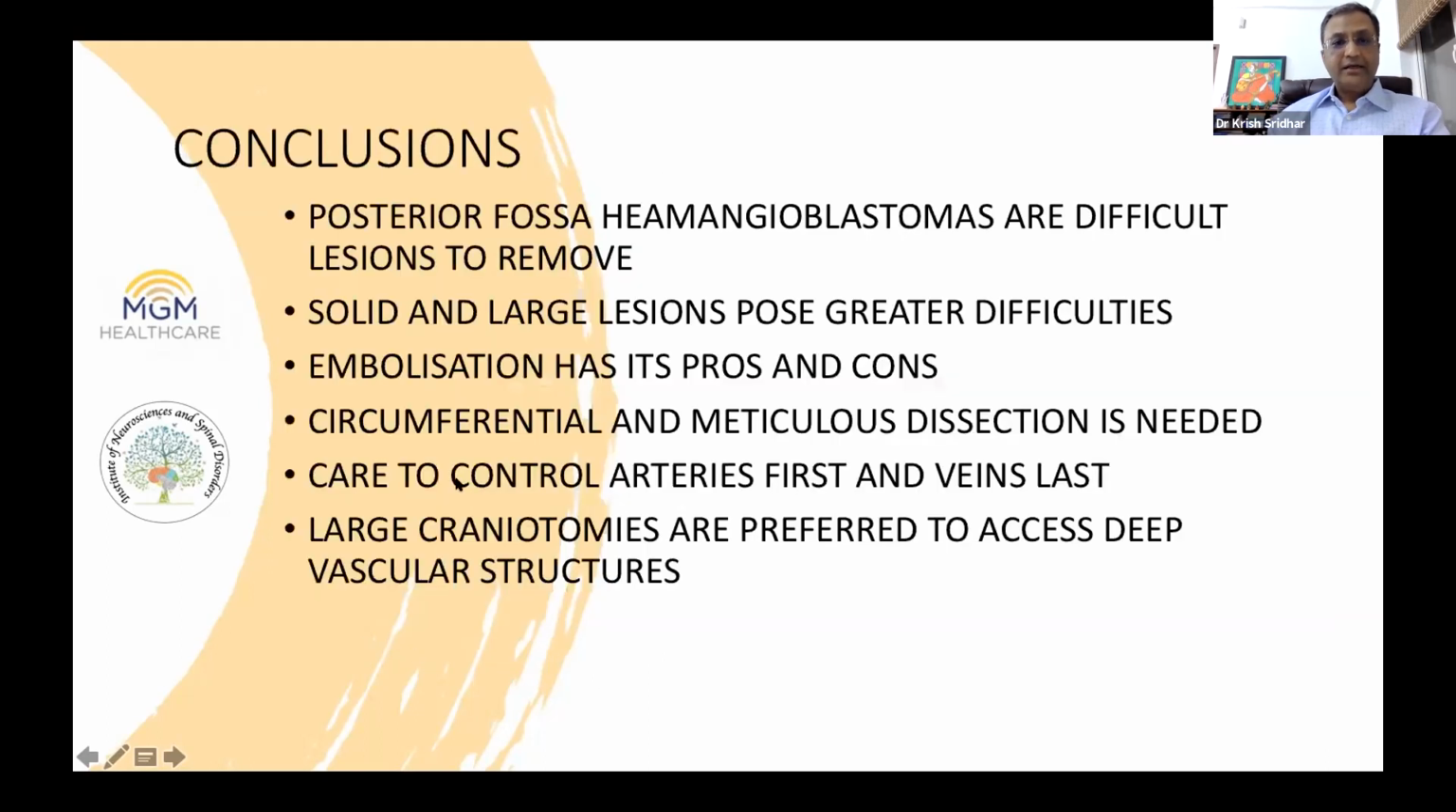So I think in conclusion, post-fossa hemangioblastomas are difficult lesions, especially because the solid lesions and sporadic lesions are often solid and large. And these have to be operated and removed with circumferential dissection. You need to have a large exposure, so that you can go all around the lesion with meticulous dissection, controlling the arteries first and then the veins last.